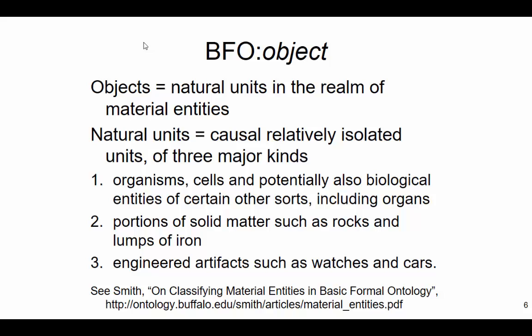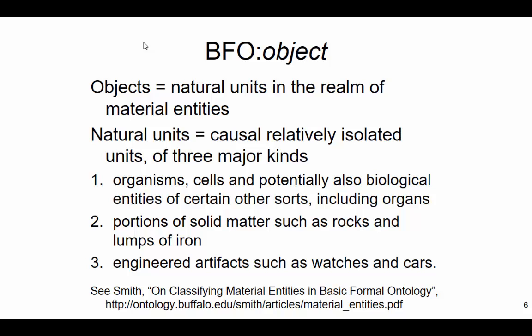All right, so how do we understand objects? Well, in intuitive terms, objects are the natural units in the realm of material entities. So Neil's upper torso is not a natural unit. Neil is a natural unit. I am a natural unit. Cells and molecules are natural units. And this paper plate is a natural unit. And this table is a natural unit. And this chair is a natural unit. All of those things are objects.